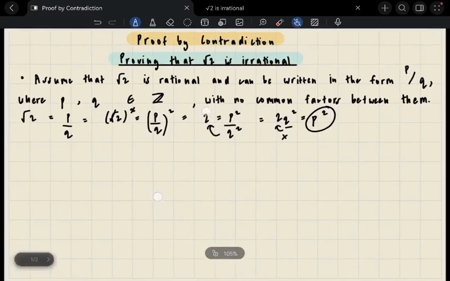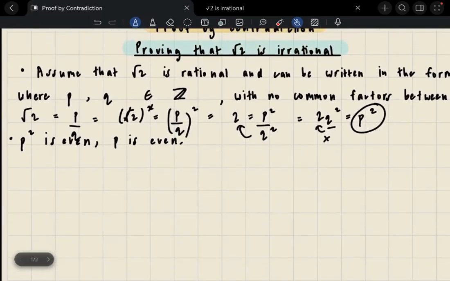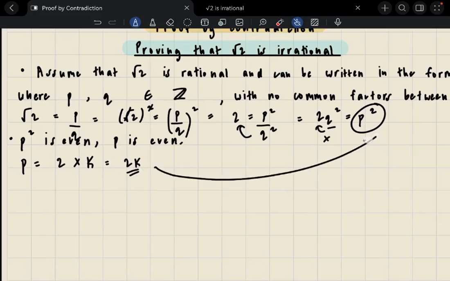So therefore p squared is even, and any number when you square it and the answer is even, then the original number has to be even also. So since p squared is even, p is even. And then because p is even, I can replace p, and when you want to represent an even number, you can write it as 2 multiplied by some integer, let's say in this case k. So p will be 2k in this case, and I'm going to replace it over here.